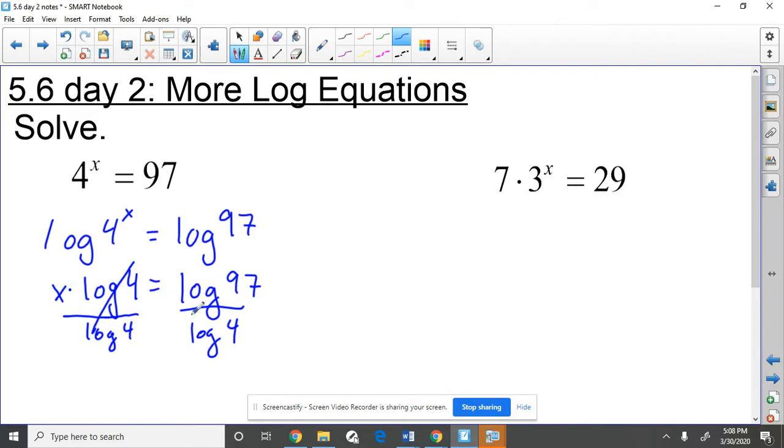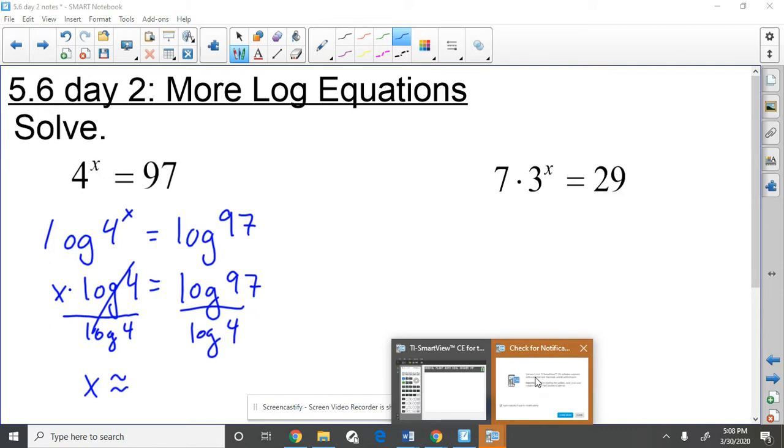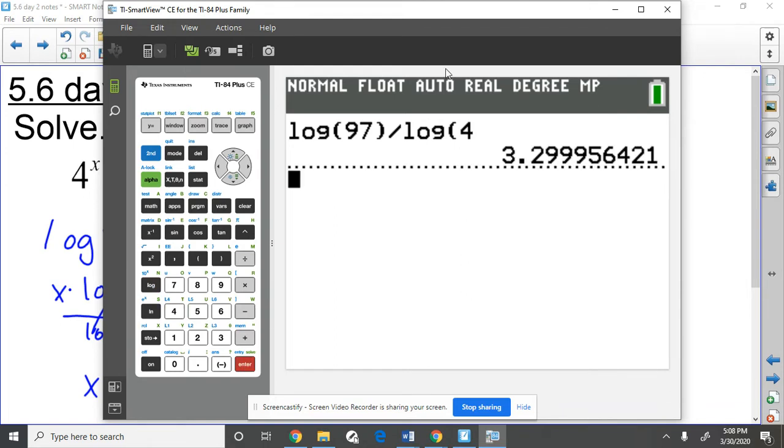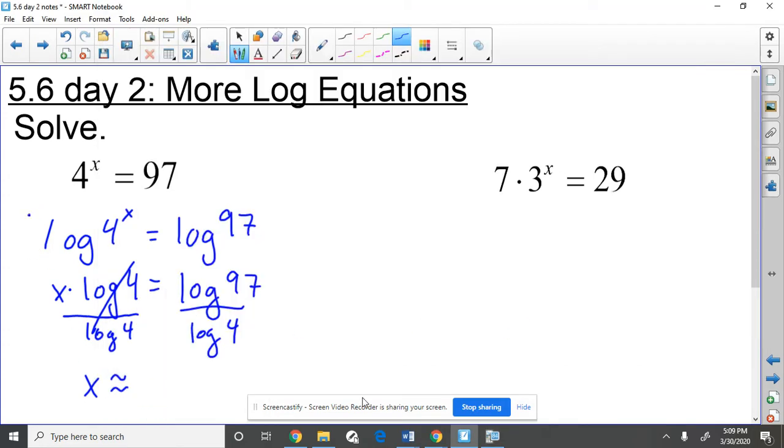Now it says x equals log of 97 over log of 4. That's the only way I can write the exact form. If I want to get a decimal approximation, I'm going to open my calculator and I'm going to type in common log of 97 divided by common log of 4. And my value is, I'm going to round to the nearest hundredth, so 3.30. So this is one method for solving this equation.